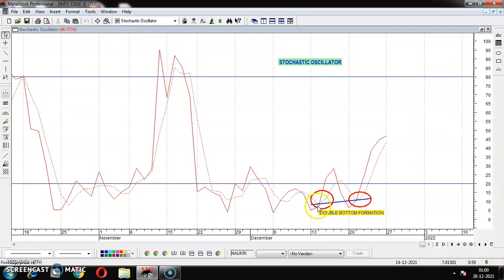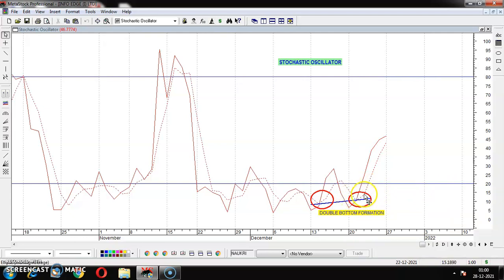You see, there is a first crossover here, the stochastic crosses the dotted line from here. Another, we see the stochastic crosses the dotted line over here, and these two crosses we have seen below the 20. If we see the two crosses below the 20, this is a bottom. This is a first bottom, this is a second bottom. That's why it is known as a double bottom formation. The double bottom formation has been made just below the 20.